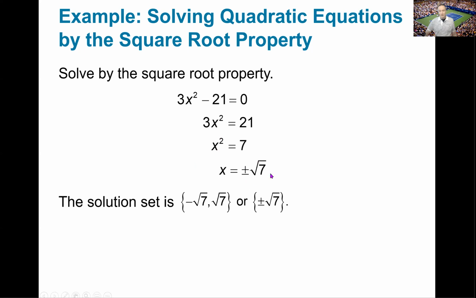I actually prefer the answer just in that format. If you write it out in set notation, you could say it's the set of values negative root of 7 and the positive root of 7.